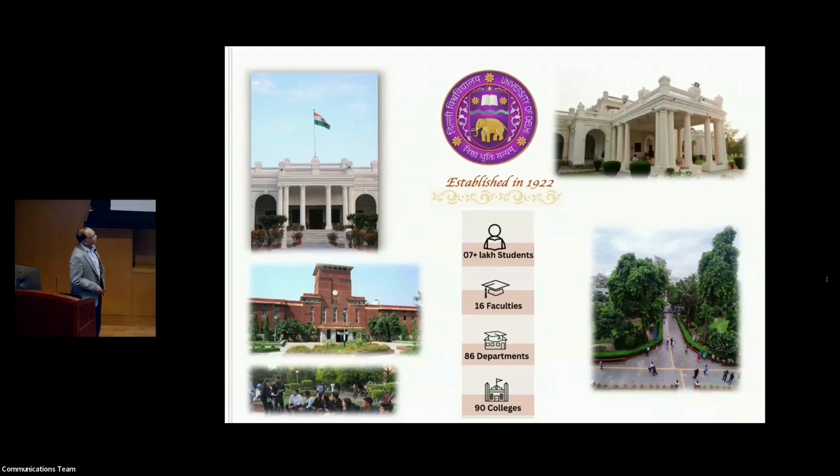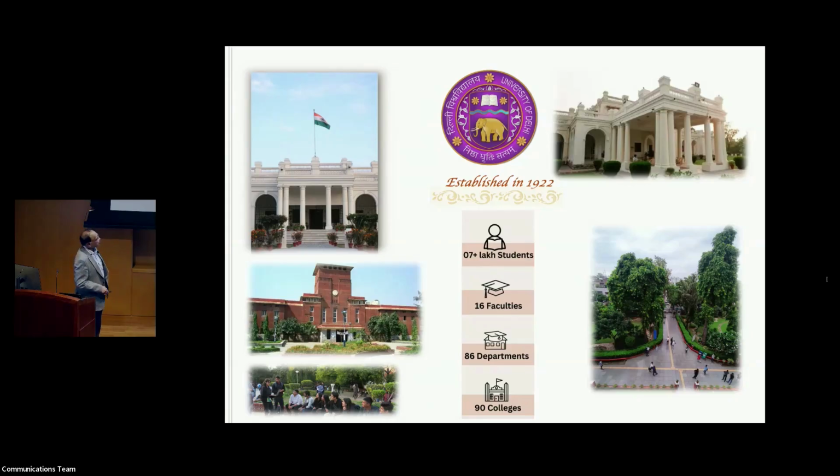I work as a professor in the Department of Plant Molecular Biology at Delhi University. Delhi University is one of the oldest institutions in India, more than 100 years old. We have 90 colleges affiliated with the university and a staggering number of students, about 700,000 affiliated throughout the different colleges. So it's a huge institution. We are a very small part of it, probably one of the smallest departments, but we do good work.